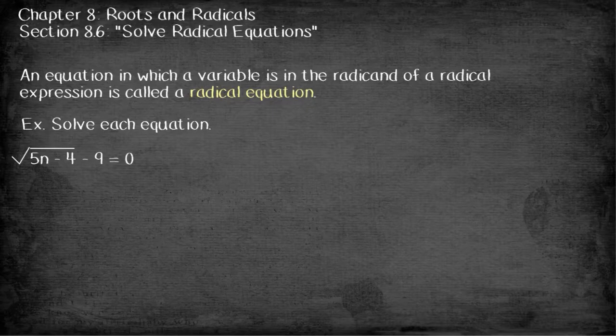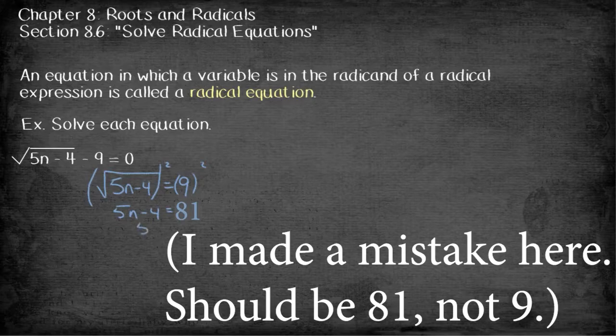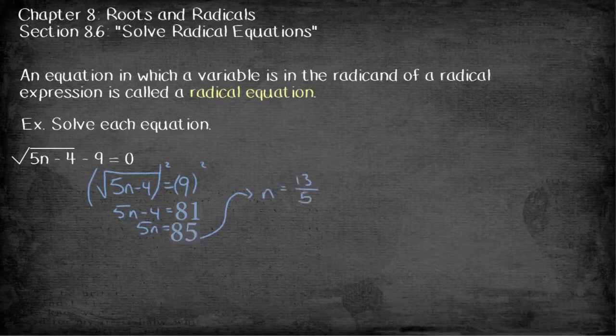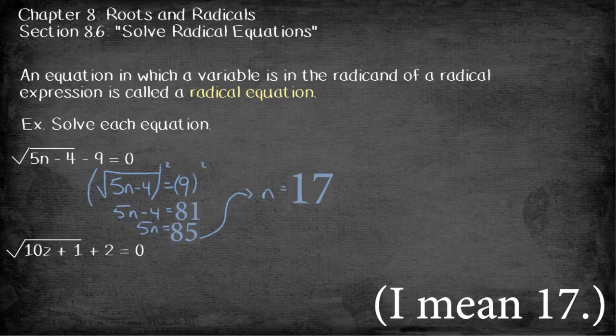So if I did that here, I would add 9 to both sides. And then I undo the radical by squaring both sides. So we get that 5n minus 4 is equal to 9, or 5n equals 13, or n is equal to 13 over 5. Let's look at another one.